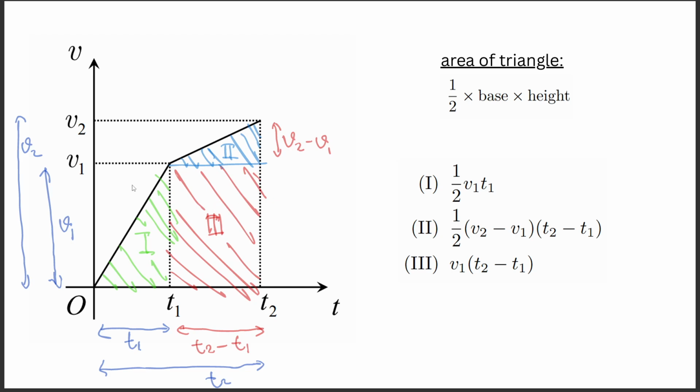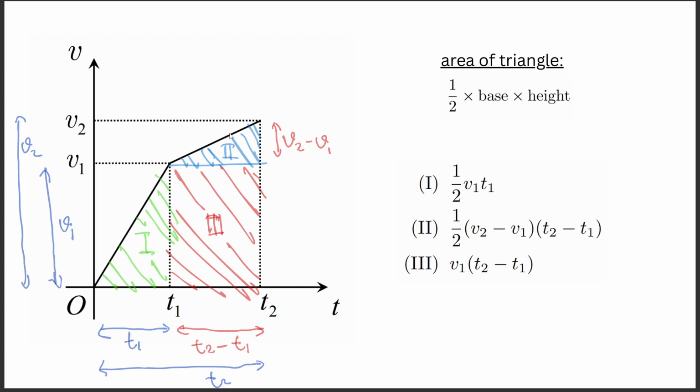So to find the area of the triangle, we know that the area of a triangle is a half times base times height, and the base is t1. So the base of area 1 is t1, and the height of area 1 is v1. So we can write a half times v1 times t1.